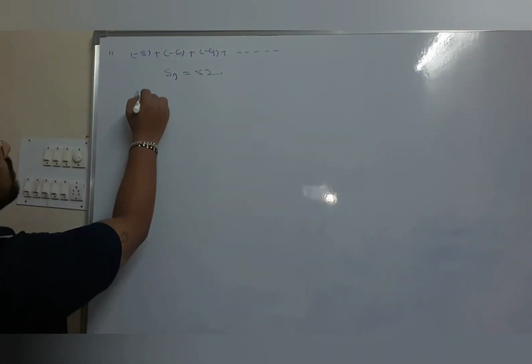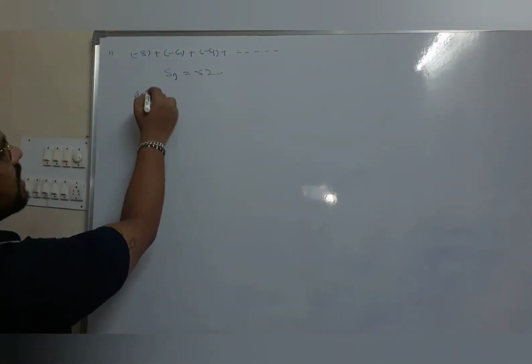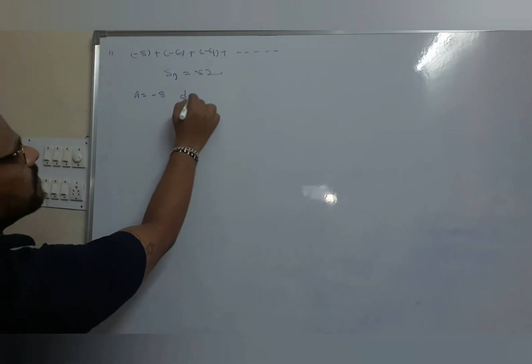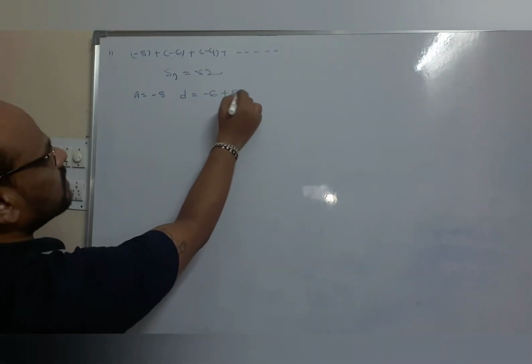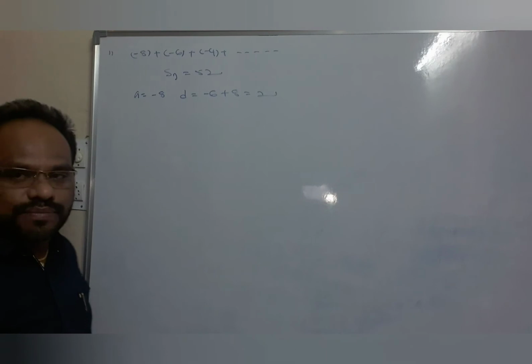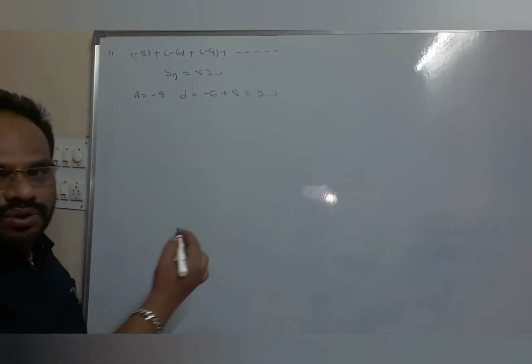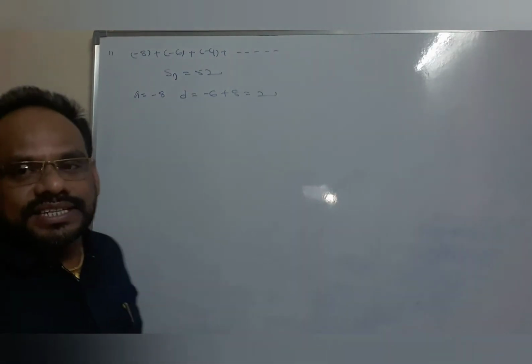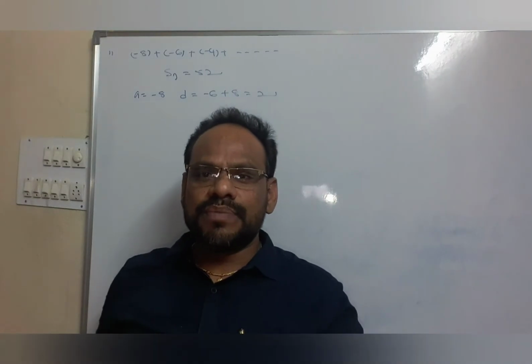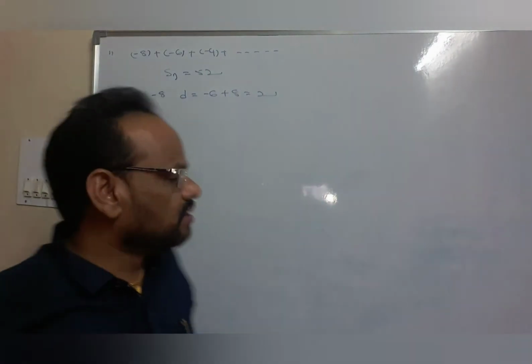Here, clearly it is an AP. A is equal to minus 8. Common difference D is equal to minus 6 plus 8, that is equal to 2. That is, minus 4 minus minus 6, that is equal to how much? 2. We know that Sn is equal to n by 2 into 2A plus n minus 1 into D.